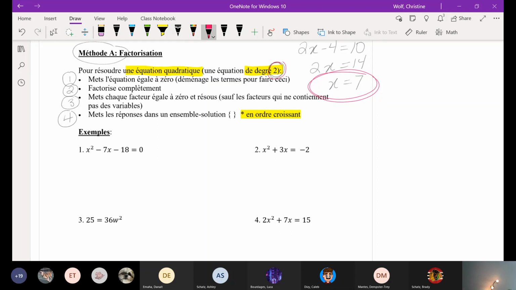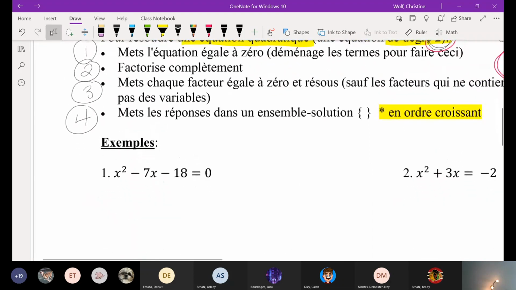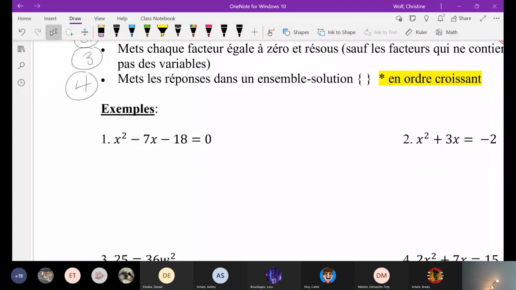OK, so on va juste commencer. So exemple numéro 1 ici. So étape 1, c'est de mettre l'équation égale à 0. Well, that's already done here. So step 1's done. OK, so étape 2, factorise complètement. So you guys have to be able to look at that and tell me what method of factoring we'd have to use, okay? On commence toujours avec method 1. Can you do method 1 here? That's always going to be your first question. Est-ce qu'il y a quelque chose que je peux enlever de chaque terme? Non, il n'y a pas. So method 1 is out.